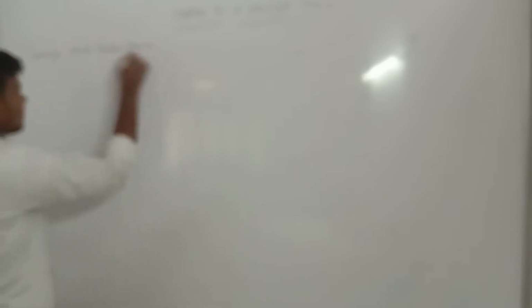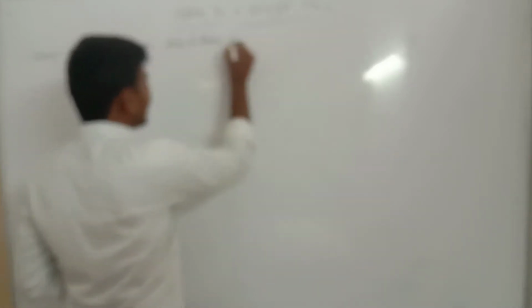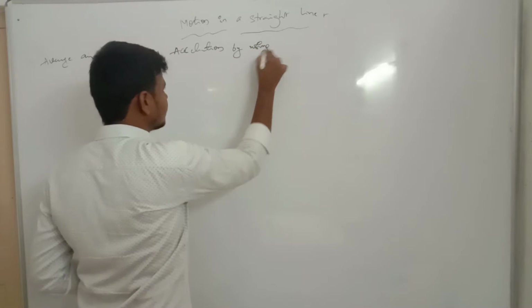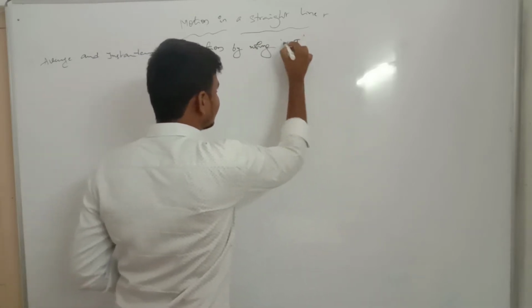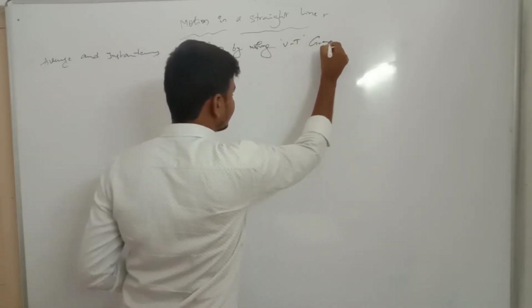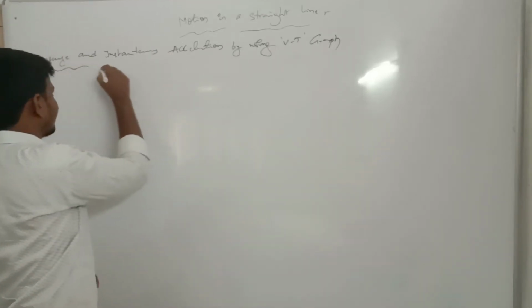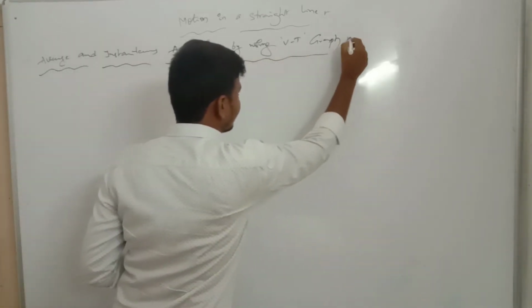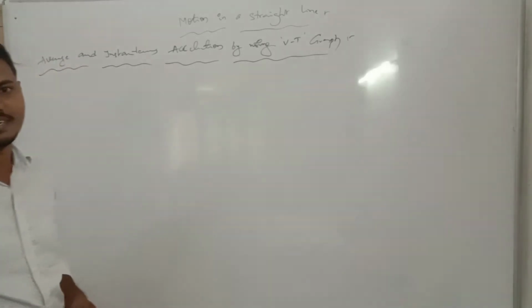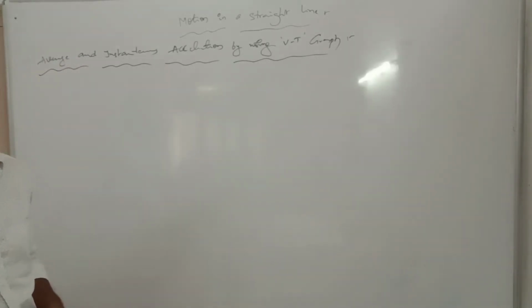Okay. Right, we are going to study average and instantaneous acceleration by using the velocity and time graph. Which graph? The velocity and time graph. This is the very important one. Okay, right? This is the interpretation. Our previous class will be continued with the same one.